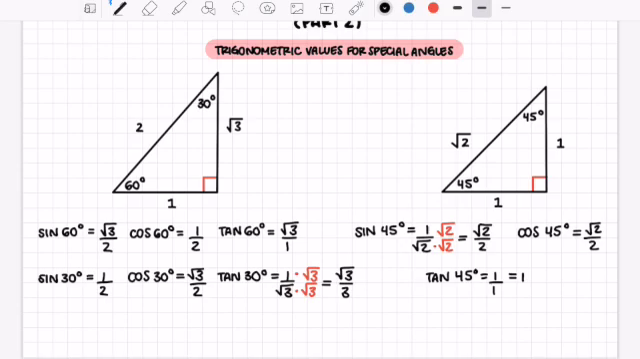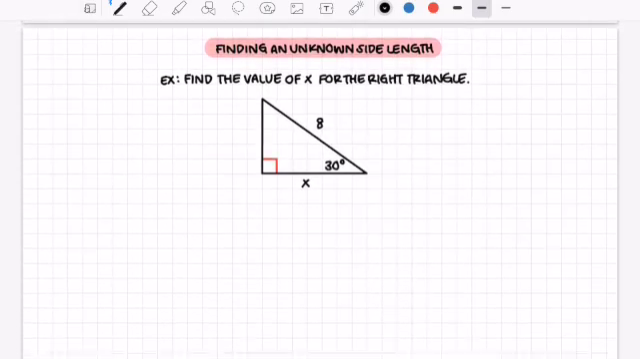Okay. All right, so finding the unknown side length. Let's say you're asked here to find the length of x for the right triangle. So we have x that's missing, but we are given 30 degrees, and we're also given the length of the hypotenuse, which is 8. So from this, I can automatically assume that we have the 30, 60, and I'll write down 60 right up here, and we have a 90-degree angle.